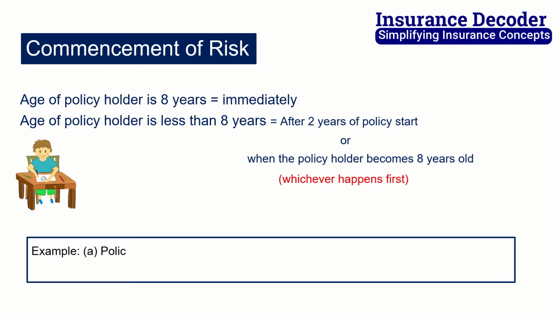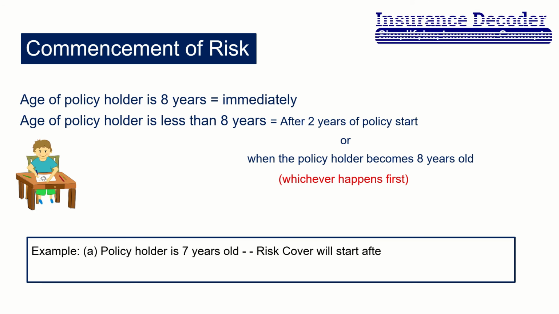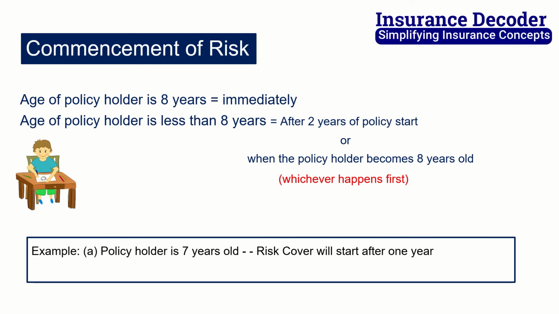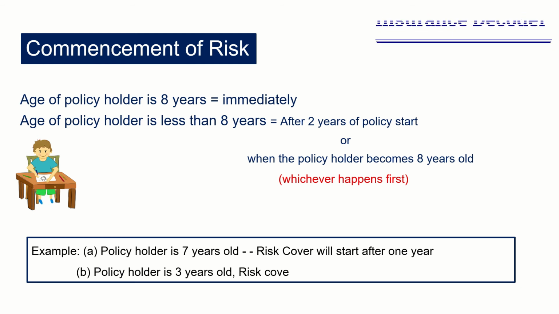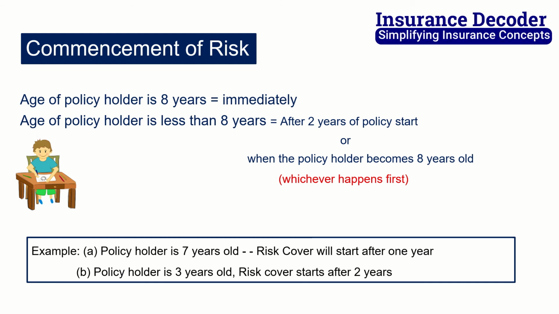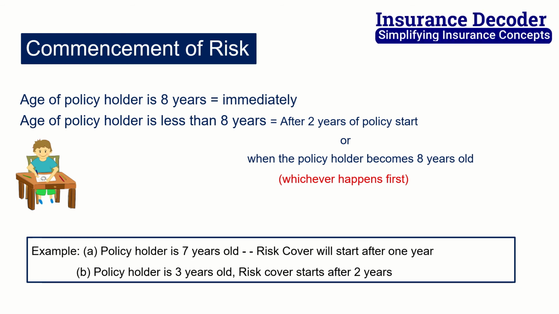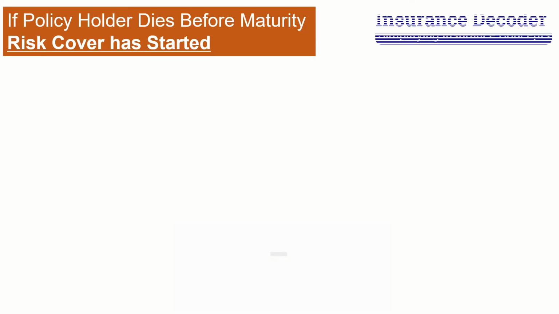So how will this work? Suppose the policy holder is 7 years old, then risk cover will start after 1 year when he attains the age of 8 years. So in this case, he will have to wait for 1 year only. After 1 year, he will become 8 years, so his risk commencement will start. In the second case, the policy holder is 3 years old. So in this case, the policy risk will start after 2 years. So once he attains the age of 5 years, then this policy risk cover will start. How this affects, that I will tell you.